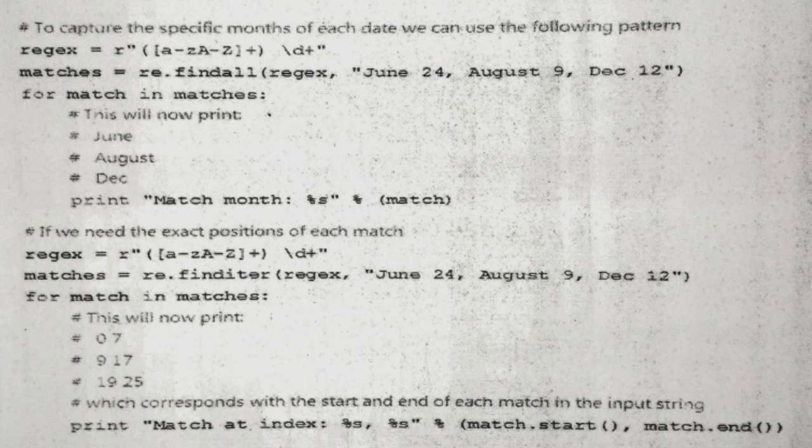Why is it displaying like that? Because just see the printing statement, match at the index, and what we have displayed, match.start and match.end. So the first match which we have found is June 24 comma. This is our first match. So what is the starting index number? J has index number 0, and the search ends when we got the digits.